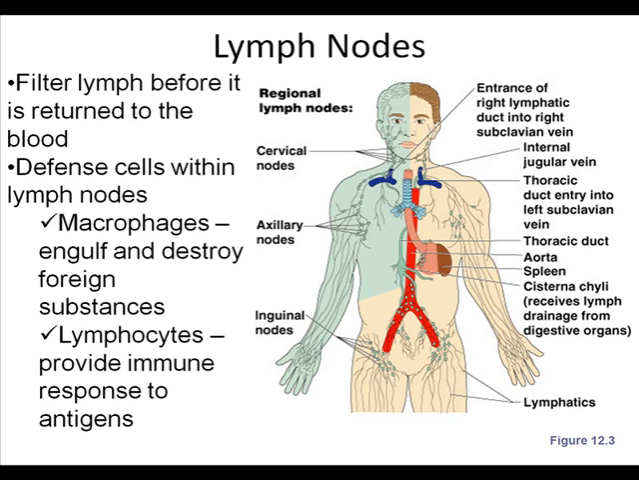So, for example, chicken pox. There might be a subset of lymphocytes specifically looking for things on a chicken pox virus that they can recognize are foreign, and they can start a reaction against it.